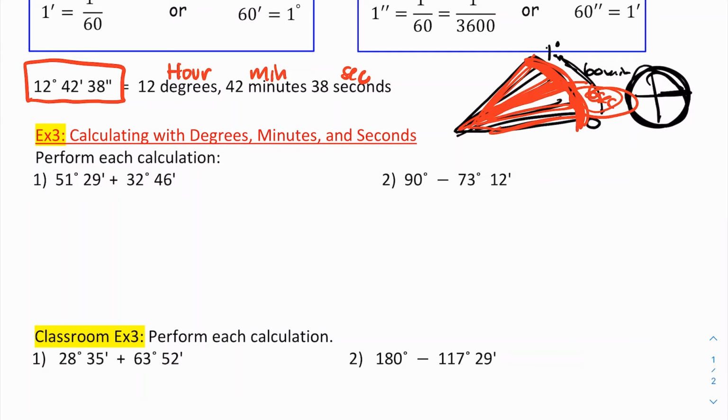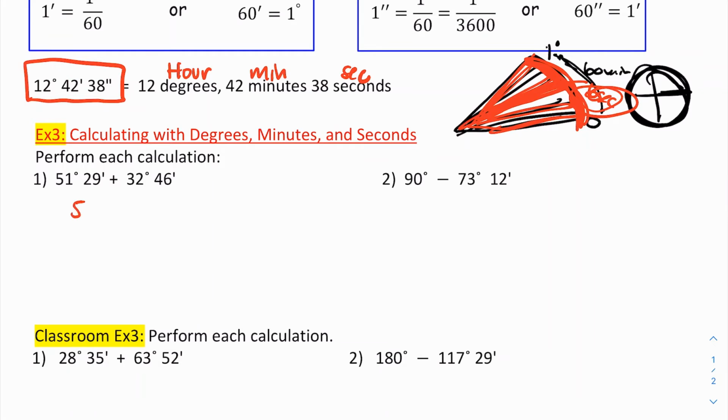So we have, for the first problem, 51:29, and we have 32:46. Again, this is degrees and minutes, but if you think of this as hours and minutes, it'll be easier. When I add the minutes together, I'm going to get 75 minutes, and then I'm going to have 83 hours. But you can't have 75 minutes. Again, this is degrees. But if you have 75 minutes, that's really 1 hour and 15 minutes.